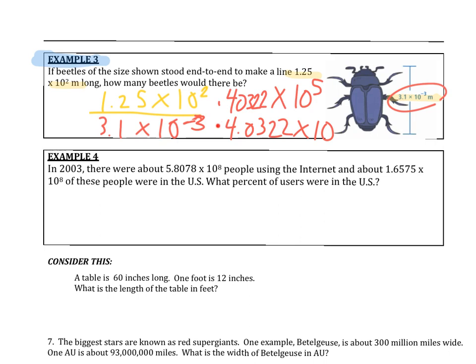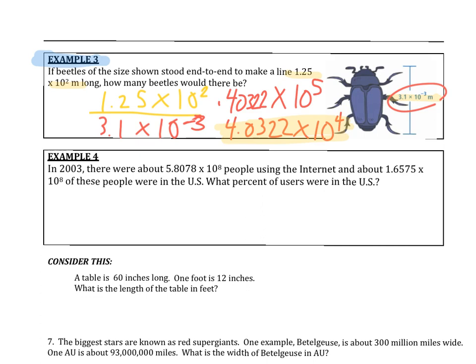Well, if this number got bigger from here, then this number, to compensate, would have to get smaller by 1. I moved the decimal point 1 place to the right. So to compensate, I need to make this 1 smaller. So it would be times 10 to the 4th power. So there is the number of beetles that would fit in the line.